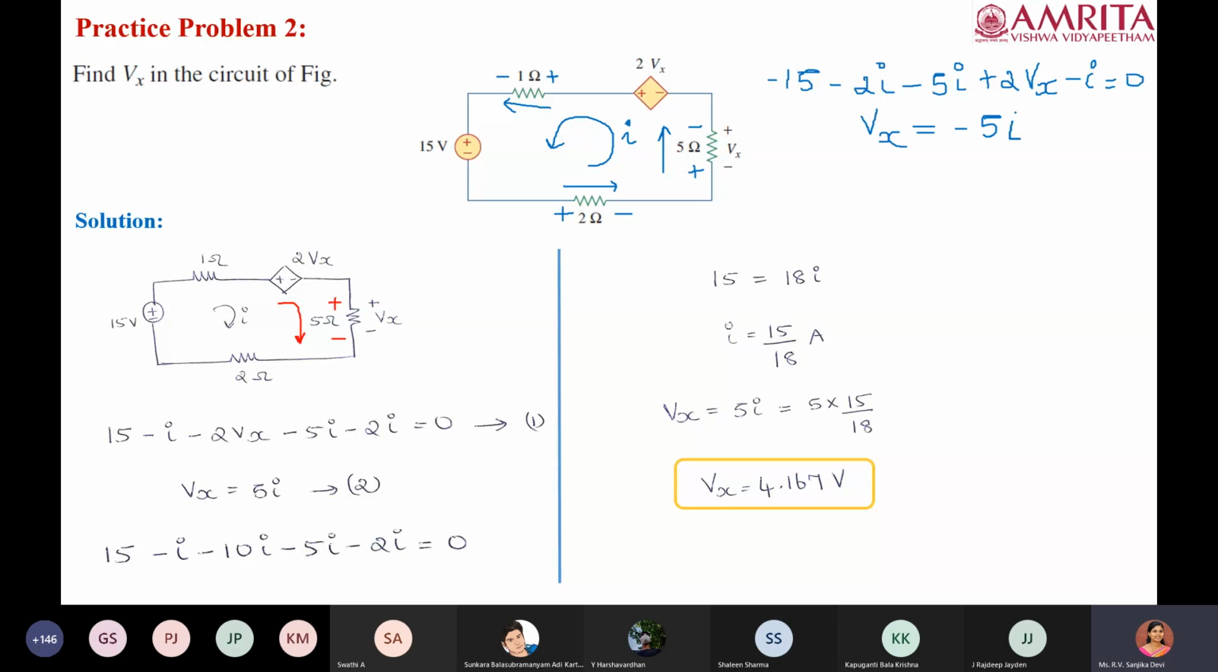So if you substitute here, what do we get? Minus 15, minus 2i, minus 5i, minus 5i, and Vx is minus 5i. So minus into plus is again negative, so minus 10i, minus I is equal to 0. Okay. So now what is I? I will be negative, right?